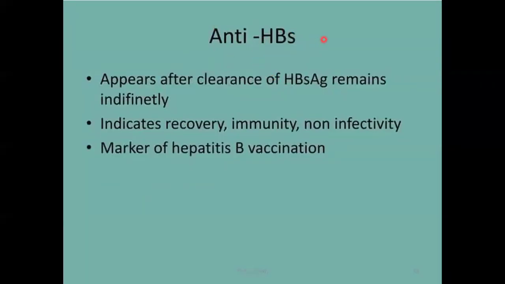Anti-HBs, these are antibodies against HBs. This one we have explained, have we? It appears after clearance of hepatitis B surface antigen, remains indefinitely, and indicates recovery, immunity, non-infectivity, and is a marker of hepatitis B vaccination. So I want to explain that. As I had said, hepatitis B has a vaccine. It's a recombinant antigen. So if you are injected with an antigen, what will your body produce? Will it produce an antibody or an antigen?